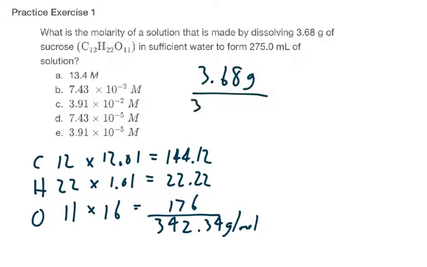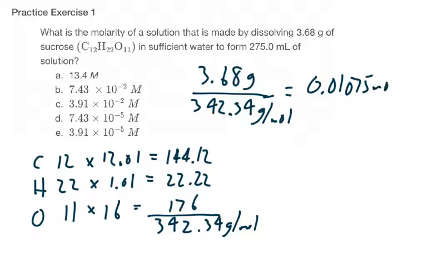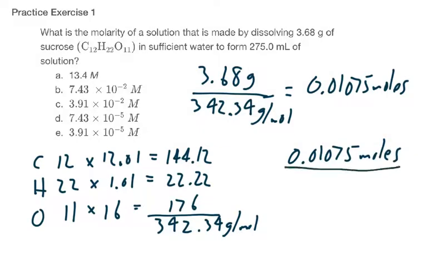So if you remember, to find moles, you take the grams given and divide it by the molar mass, which we just found. And when we do the math, we are going to get 0.01075 moles of solute.